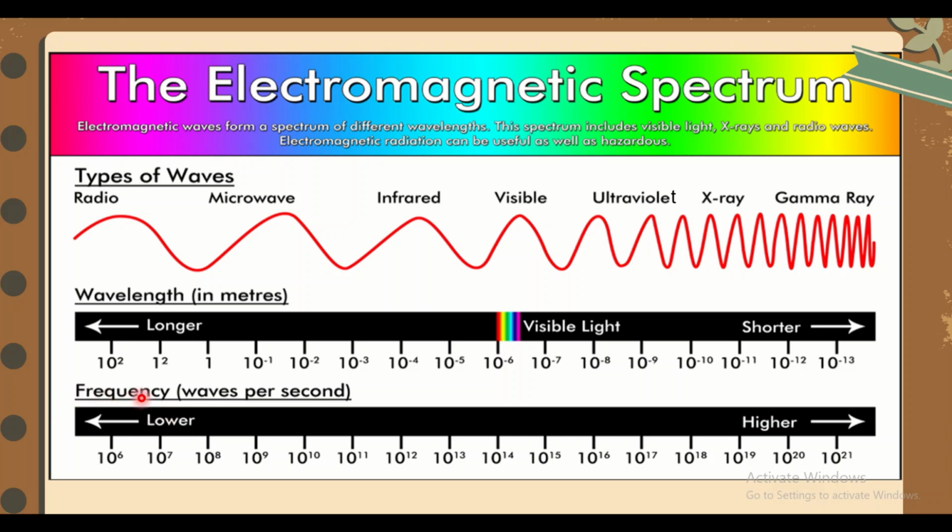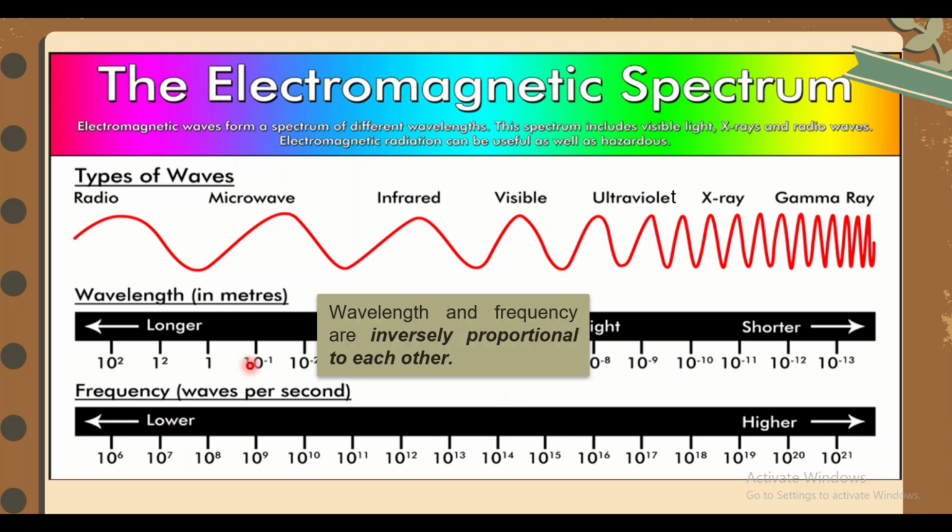Now, how about the frequency? We said last time that the frequency is the number of waves passing in a fixed point. So it is expressed in waves per second or hertz. Now, looking at this number line, it said here, lower frequency. On the opposite side, higher frequency. So gamma ray, having a shorter wavelength, has a higher frequency, while radio wave, having a longer wavelength, has lower frequency. So we can say that wavelength and frequency are inversely proportional to each other.